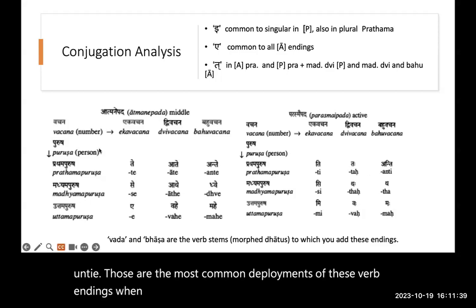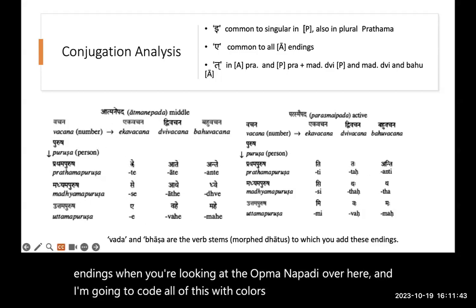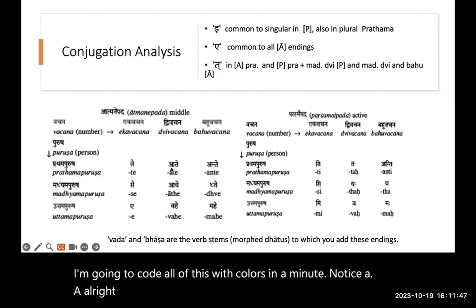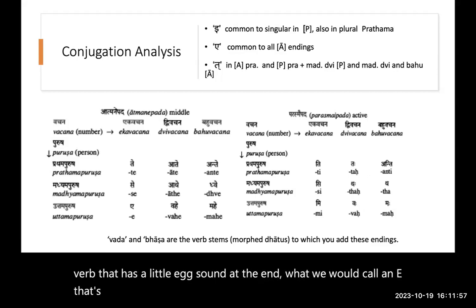Those are the most common deployments of these verb endings. When you're looking at the Atmanepada over here, and I'm going to code all of this with colors in a minute, notice e: te, se, e, vadate, vade, vahe, vadante, vadhve, vade. Okay, so if it's a verb that has a little e sound at the end, that's going to be an Atmanepada form. All right, I'm in good shape.